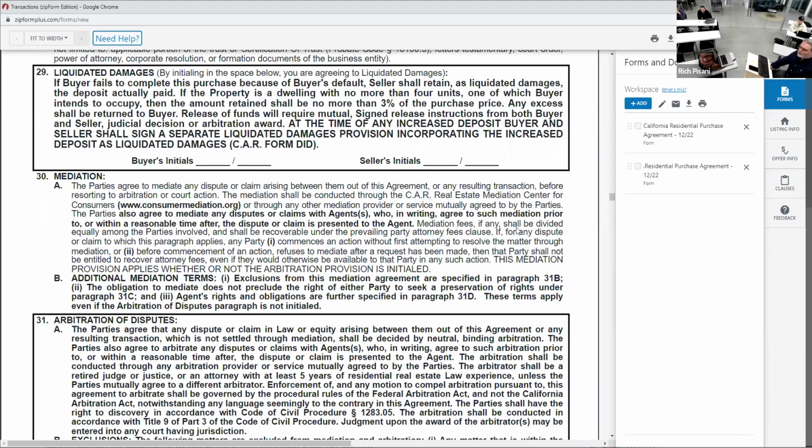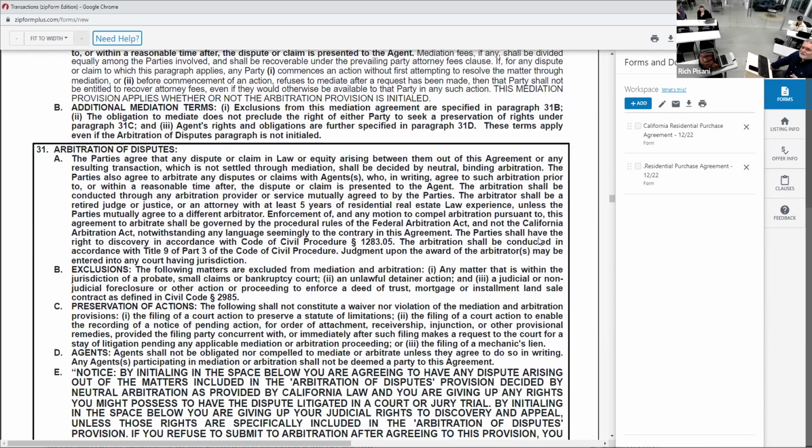That is the first line of defense, is everybody goes to mediation. If you don't go to mediation and then you just go to a lawsuit, then you cannot get attorney's fees. So it pays to mediate.